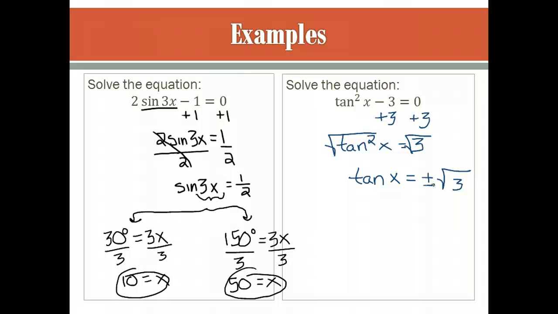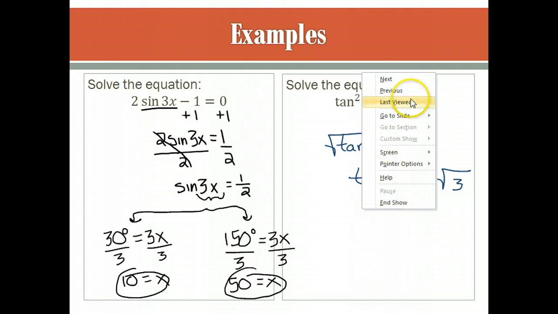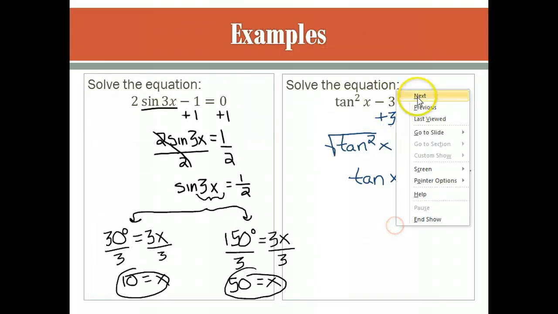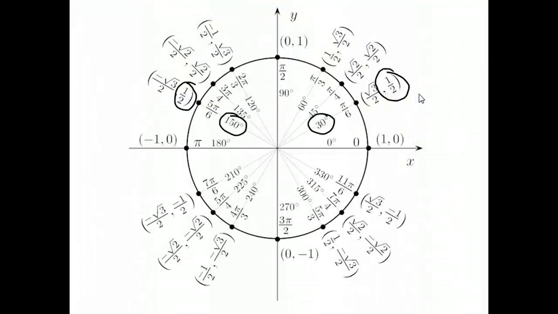So we've got our trig function isolated. At this point, we want to go to our unit circle and see which values would have square root of 3 for its tangent. And so let's go to the next slide, and see if we can find where we would have a tangent of the square root of 3. Now the tangent values don't directly show up on our unit circle, so we do need to do a little bit of calculating to figure this one out. But there's actually an easy way to remember this.